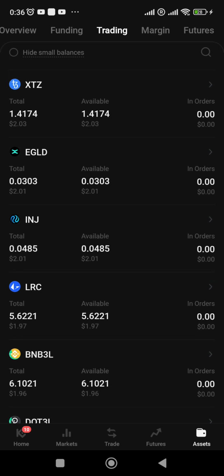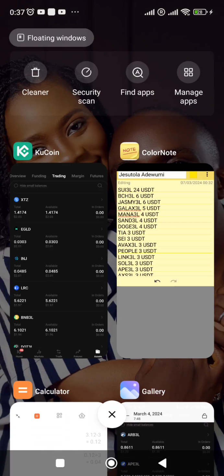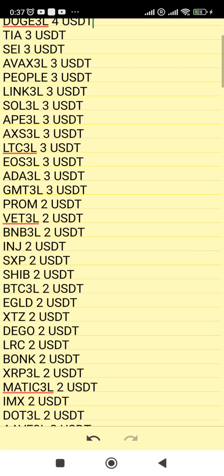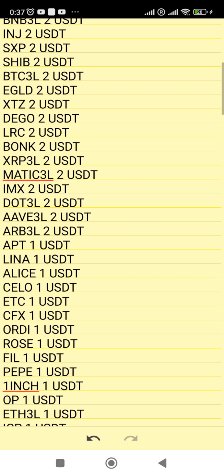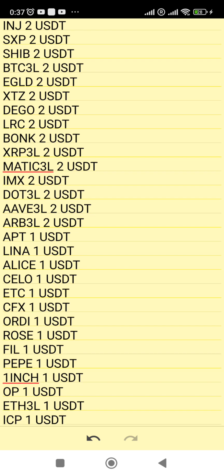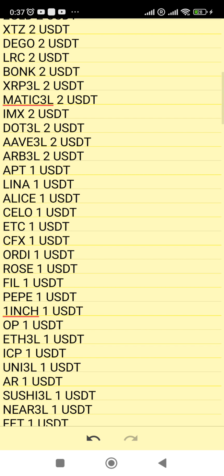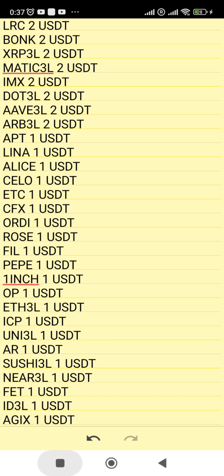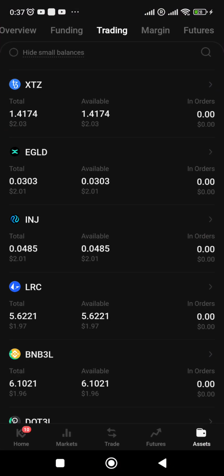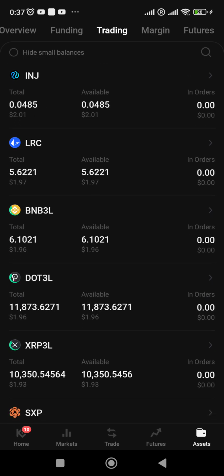INJ, Injection Protocol, LRC. XTZ, E-Gold, Inch, and LRC. Inch is 2. E-Gold is 2. XTZ is 2. LRC is 2. Alright? So XTZ, E-Gold, Inch, LRC, all of them are playing around 2. So, that's fine. And let them be.